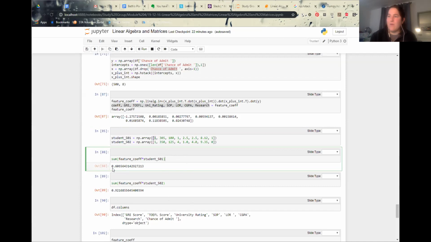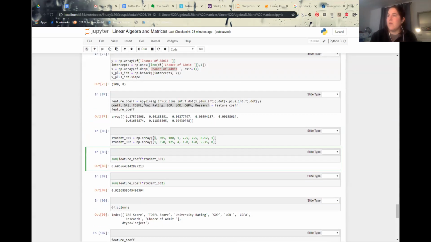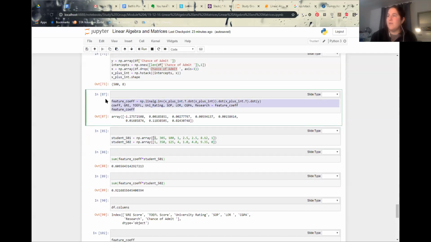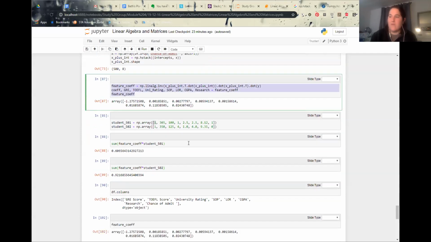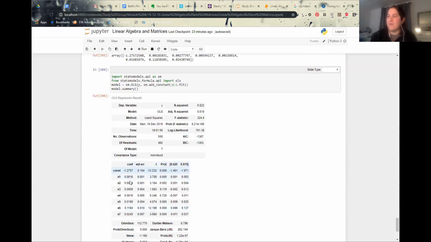So student 501 has a 61% chance of admission, and student number 502 has a 92% chance of admission. Then to explore a little bit more, we decided to compare this, setting this up to the OLS function that we've done in the past. And we actually got the same output here. Just now we know which ones have the various p-values that go with them too.